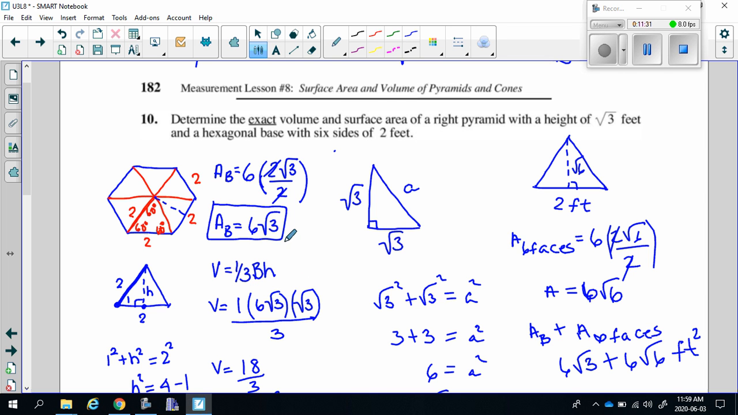Okay, I hope that this makes sense. It's really hard to do it on the smartboard, especially drawing a hexagonal pyramid.